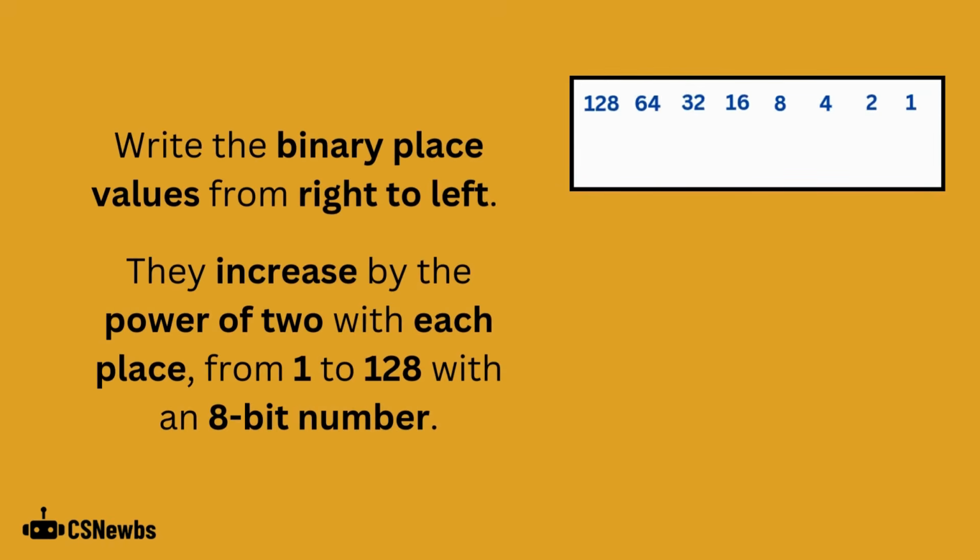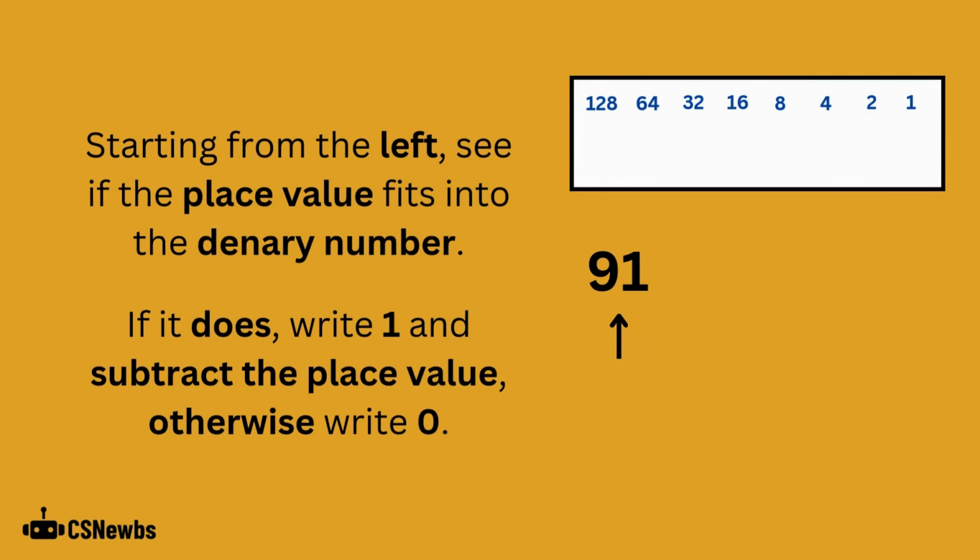Write out the binary place values from right to left. They increase by the power of 2 with each place. So for an 8-bit number, it starts at 1 and doubles each time to 128. This example will convert 91 into binary.